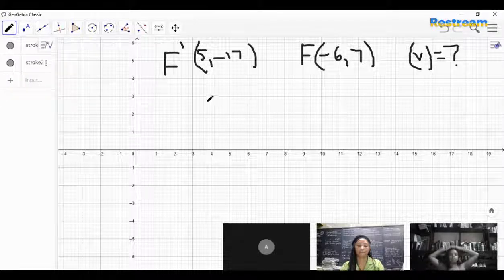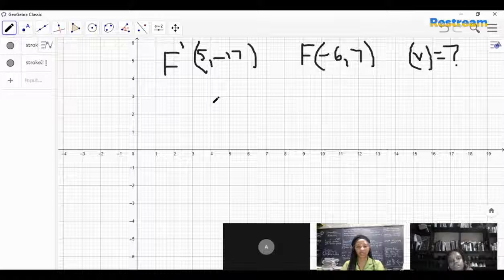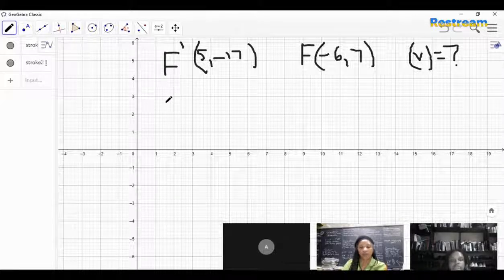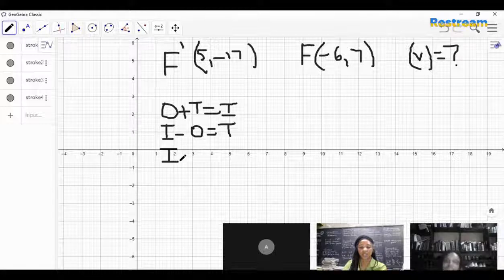So we would add them. Or, hold on, wait, no. You would add the image and the object. Remember, subtracting to find the object: object plus translation gives image. Exactly. Image minus object gives translation. Image minus translation gives object.